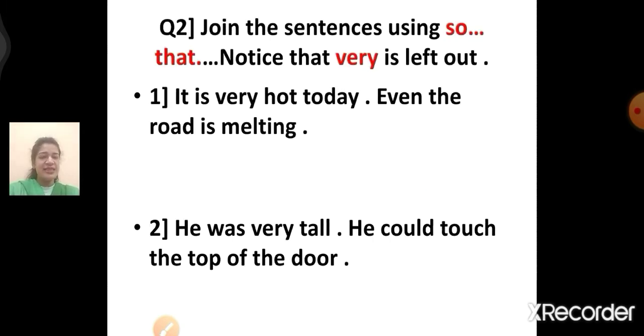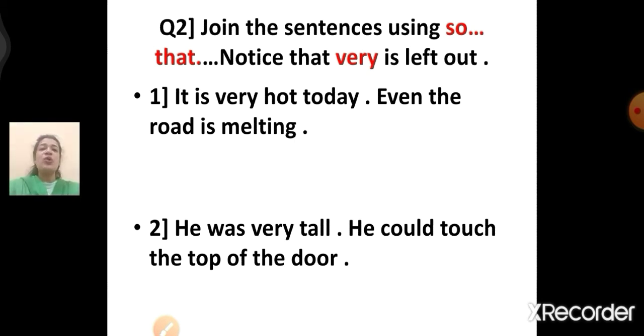Now, second exercise. Join these sentences using so, dash, that. Notice that very is left out. Now, children, we have already done this exercise in our last chapter and I know it is very easy for you. So, you are going to cut out very, which means you're not going to use very. Instead of very, you're going to use so. And you're going to join the sentence, which means you're going to make one sentence, and instead of that full stop, you're going to put that.